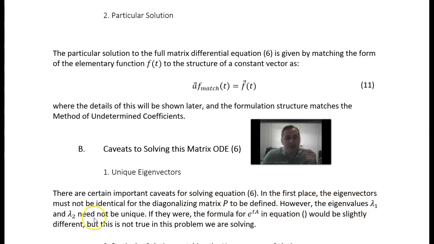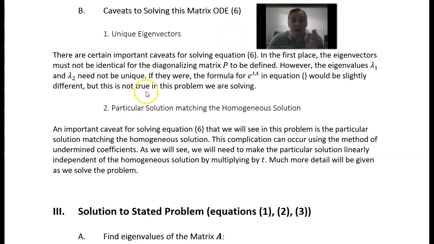The eigenvalues need not be unique. You can have a repeated eigenvalue, like a double root or multiplicity 2 of your eigenvalue. But if that's the same, then the matrix is actually going to be e to the lambda t along the diagonals, but it's going to be t times e to the lambda t in the upper right corner. And I'm not going through that problem here. So that's definitely possible.